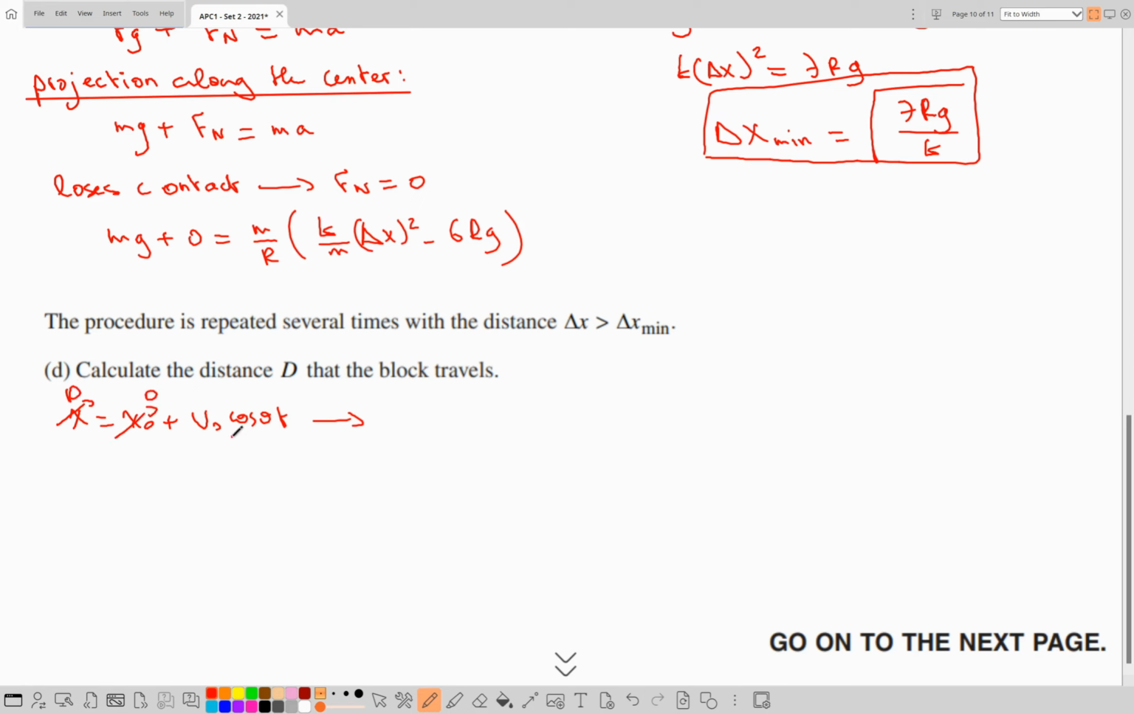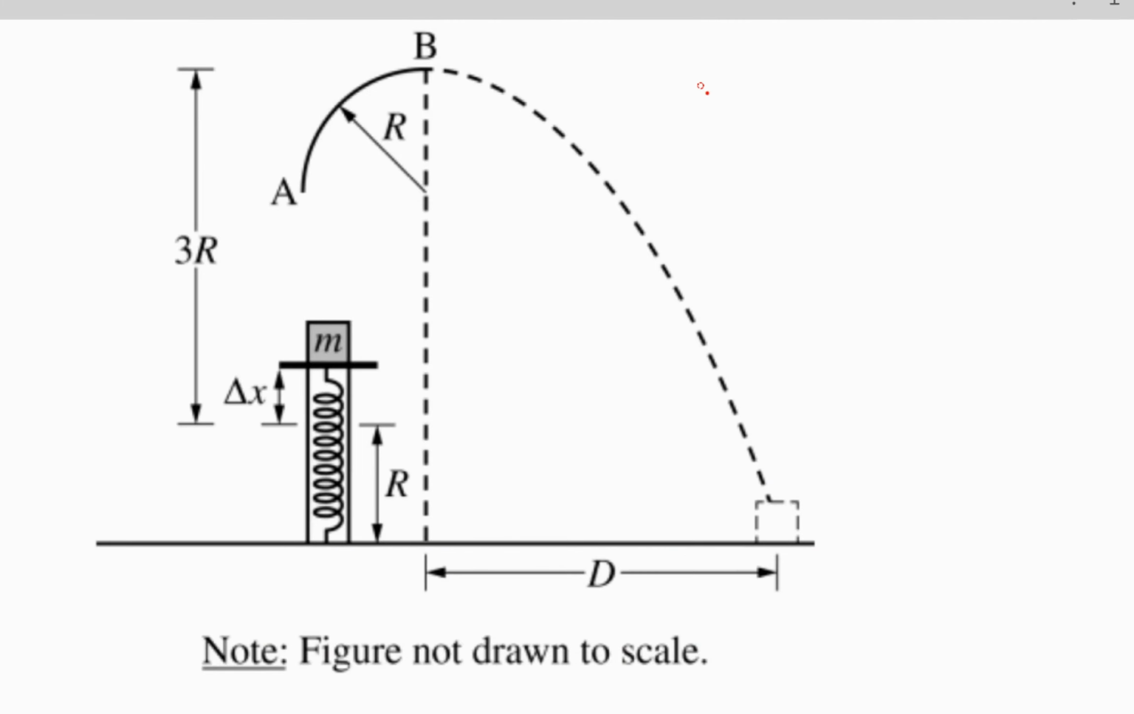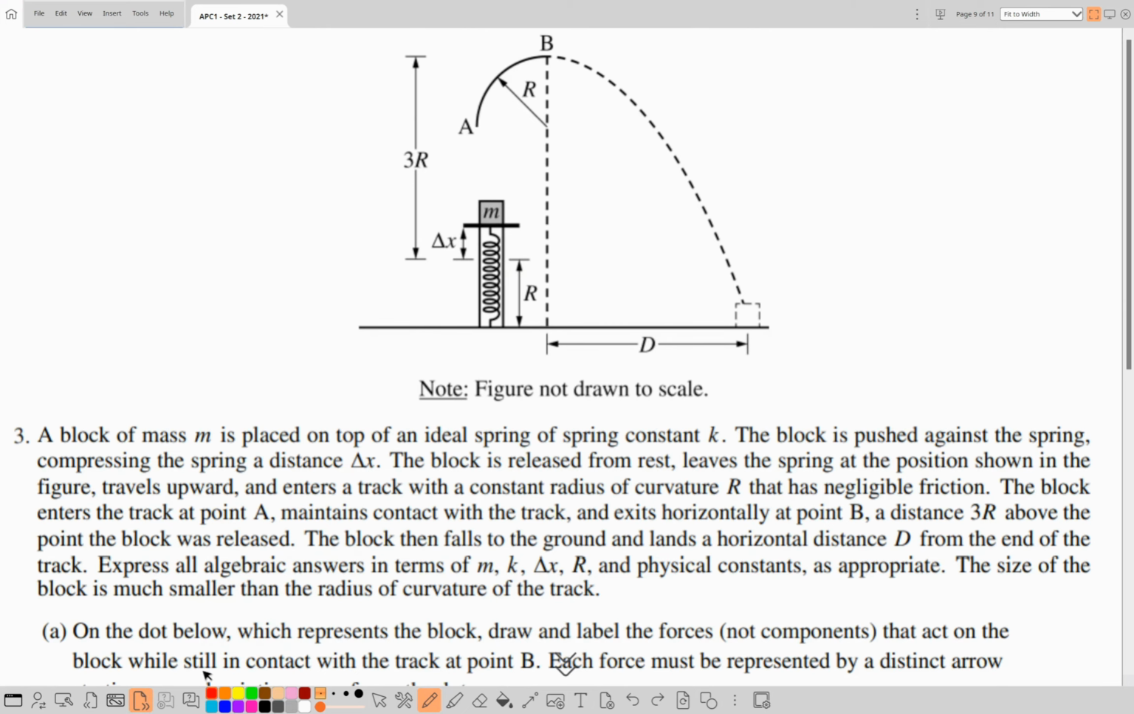Now x0 would be 0, theta would be 0, and v would be the speed at the point B, which is given by v from part B idea 1. Then D in this case would be given by vt. So remember that this horizontal distance would be replaced by x.